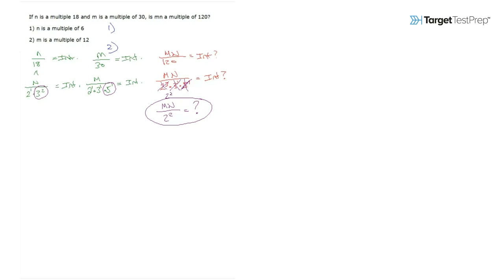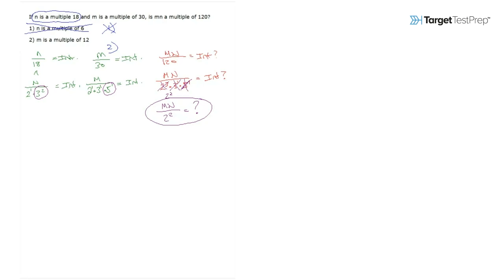Statement 1 tells us n is a multiple of 6. Now, what's great about statement 1 is if you notice in the given information, we're already told that n is a multiple of 18. Since 6 is a factor of 18, we know that any value n can be, like 18, 36, etc., is already going to be a multiple of 6. So statement 1, without putting any work in, is just repeating information that we already know. So with that in mind, we can say right away statement 1 is insufficient.